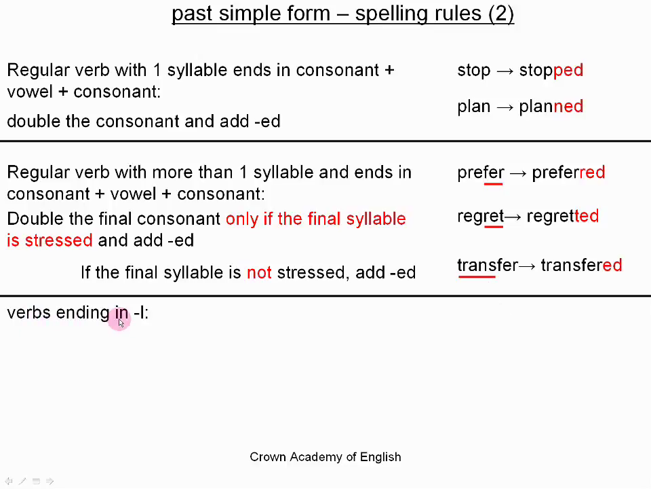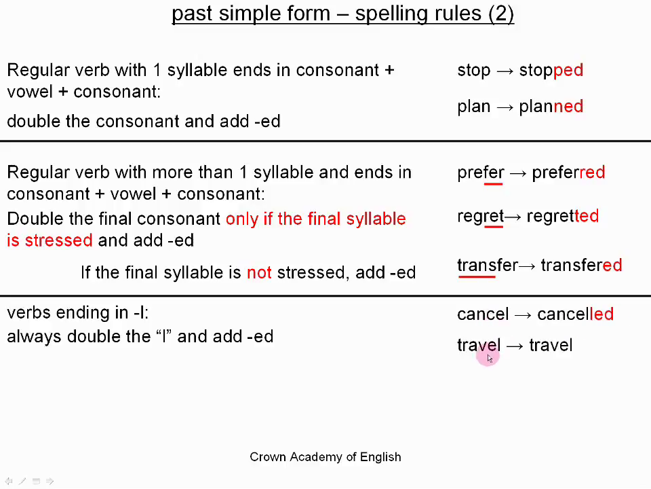For verbs ending in a letter L, we always double the L and add ed. For example, cancel, cancelled, travel, travelled. Now this is a rule only for British English. Okay, so in British English we always double the letter L and add ed.